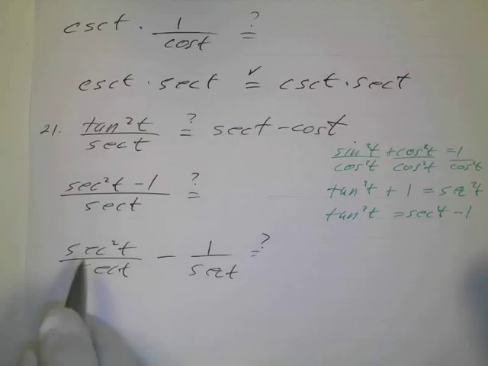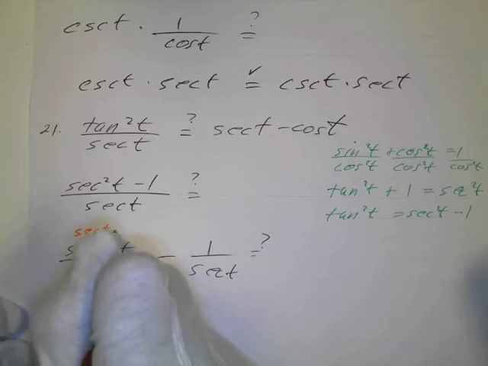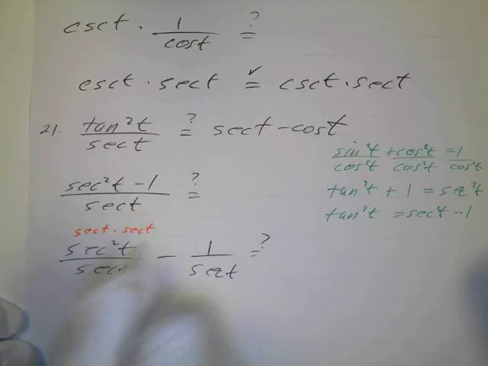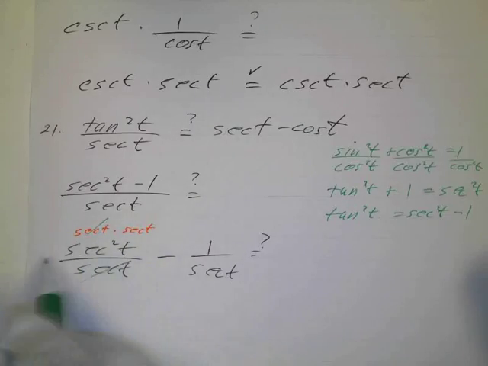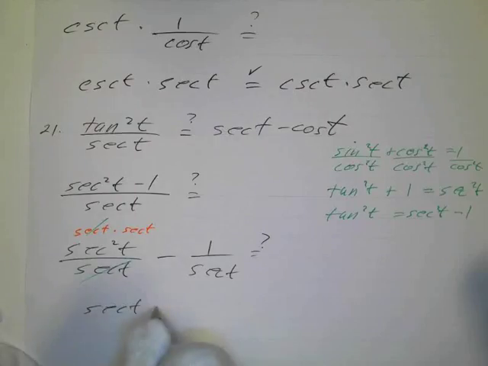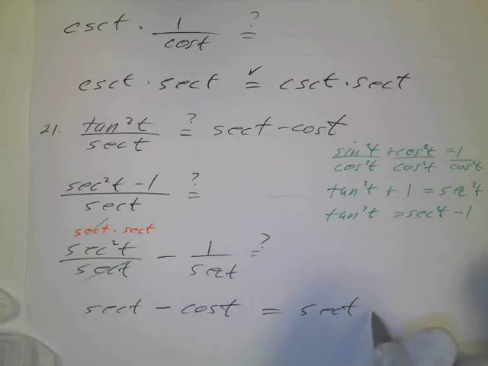And the secant squared, that's the same thing as the secant times the secant, isn't it? I can write it above here. That's the same thing as the secant of t times the secant of t. And then one of these will cancel, won't they? So all I have left is the secant of t, and minus. And then what's 1 over the secant? The cosine. And that is equal to what we wanted, the secant of t minus the cosine of t. So put a little check there and you're done. That's 21.